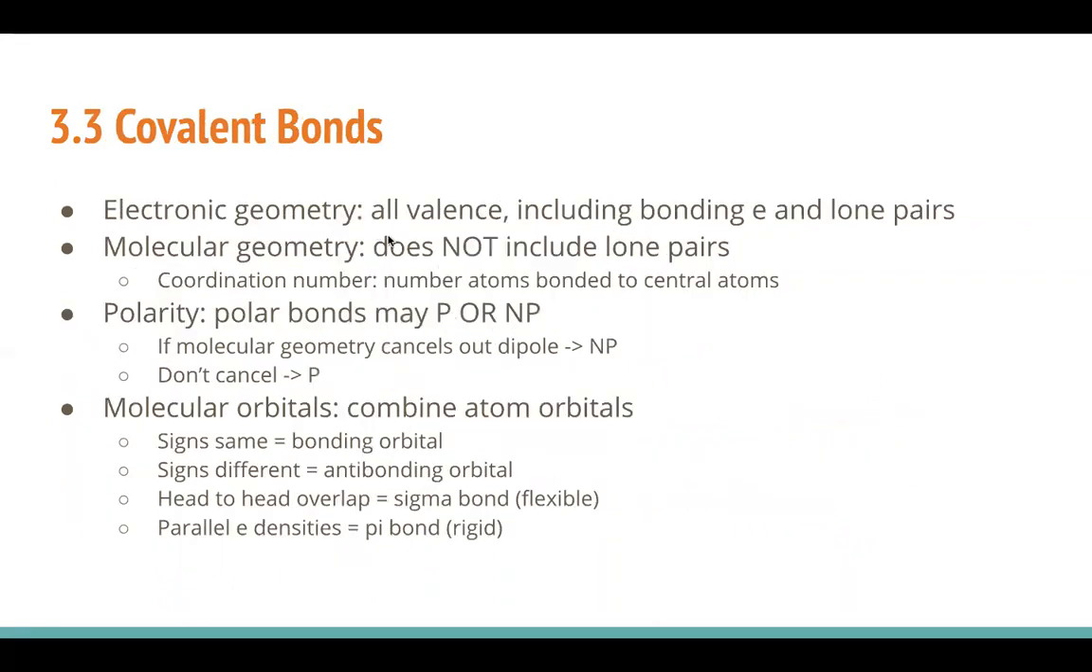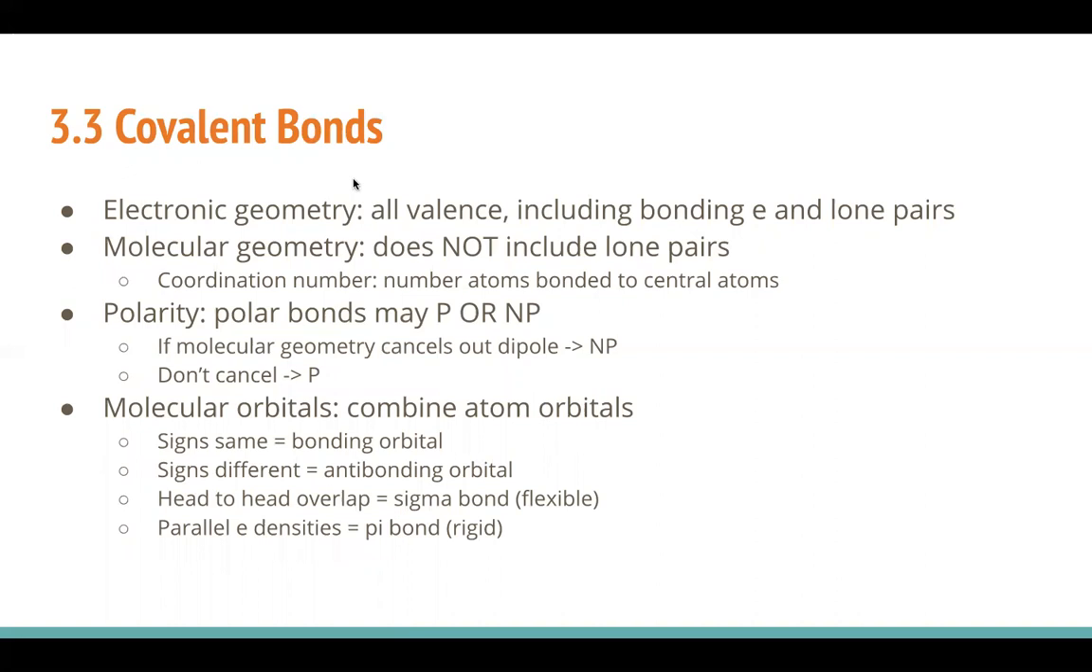Okay, and so molecular orbitals, this isn't super important. But when you make a bond, you're combining atomic orbitals. That's what a bond is. You're combining the orbitals that the valence electrons are in. Bonding versus antibonding isn't important. Just know what that is, but it's not really important. What is important is knowing what sigma bonds and pi bonds are. So sigma bonds are head-to-head overlap.